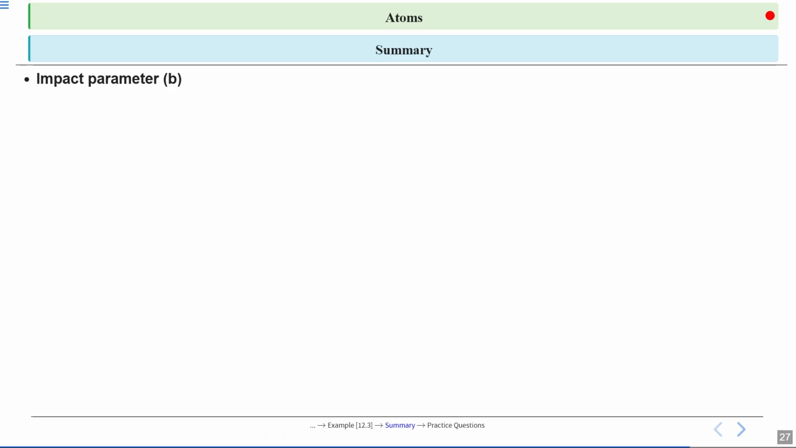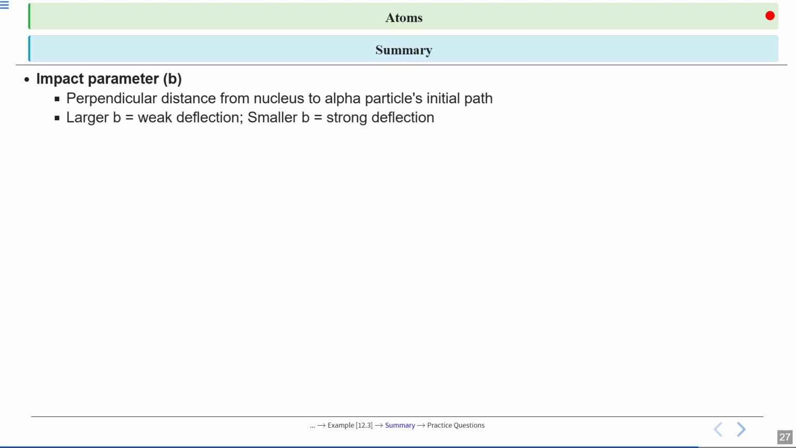Now we'll summarize today's lecture in some brief points. What is the impact parameter? We use it to describe how close an alpha particle comes to a nucleus during a scattering experiment. The impact parameter is the perpendicular distance from the center of the nucleus to the initial straight line path of the incoming alpha particle. Focus on how the value of b affects the deflection. If b is large, meaning the particle passes far away from the nucleus, the deflection is weak because the electric force is weaker at greater distances. If b is small, the particle passes closer to the nucleus, and the deflection is much stronger due to the stronger repulsive force.